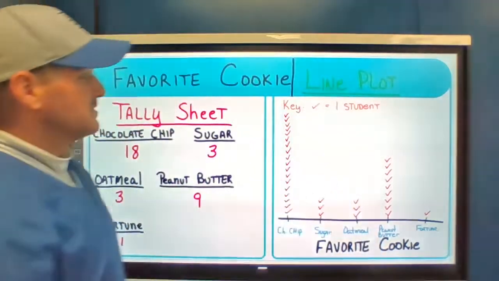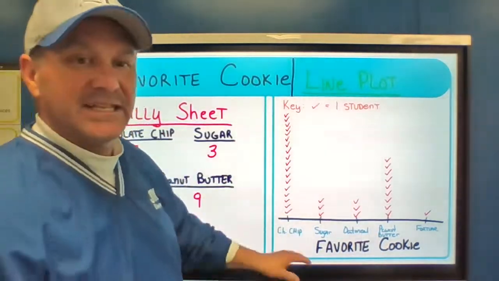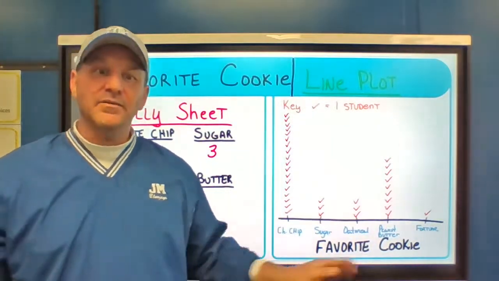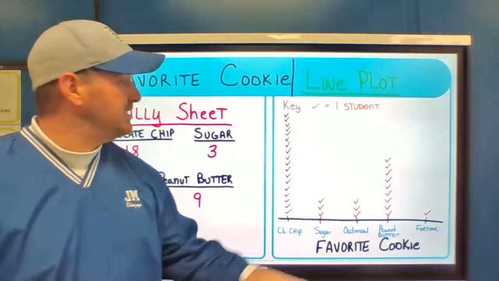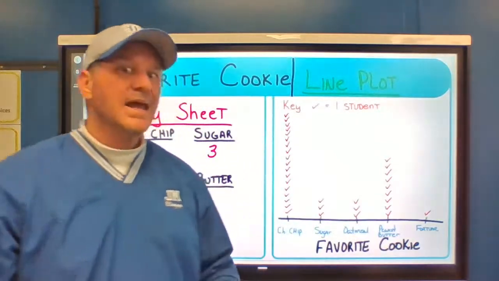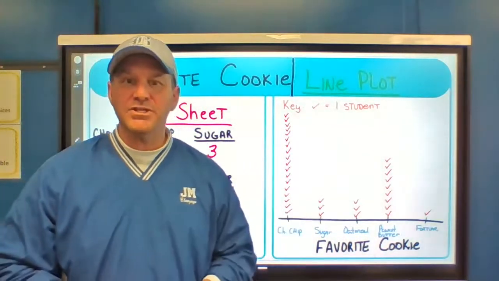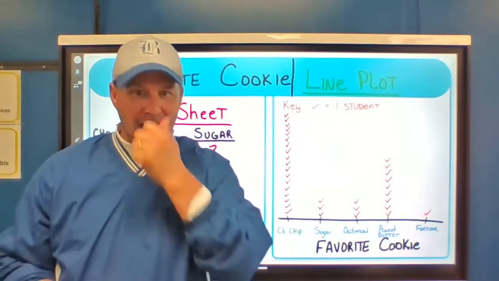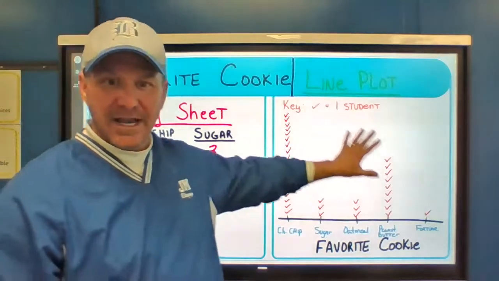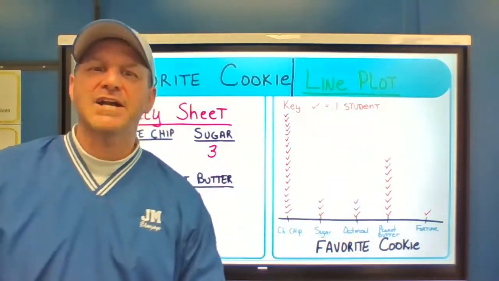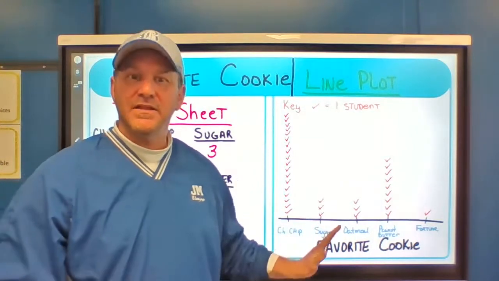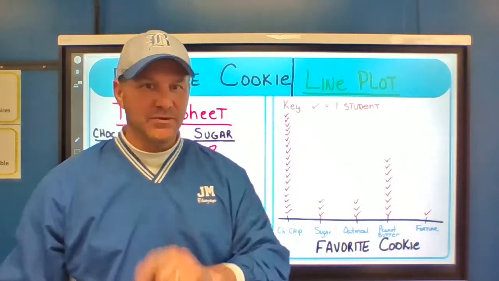Okay, so looking at my line plot, I can clearly, instantly see the most common favorite cookie, which is chocolate chip. I can instantly see the least common favorite cookie, which is the fortune cookie. And again, I can answer a bunch of questions that this represents. Next week, we're going to learn how to take our data and come up with a fraction. Like, for instance, what fraction of the people in the class like chocolate chip cookies? We'll do that next week.